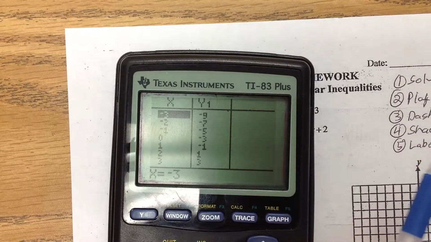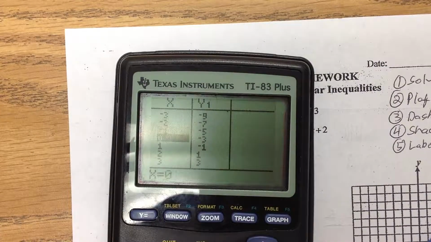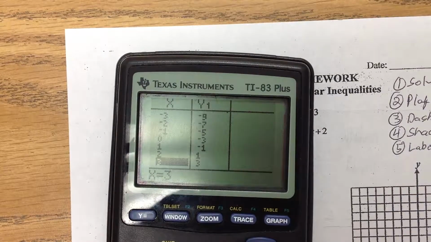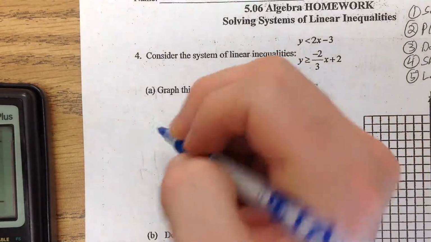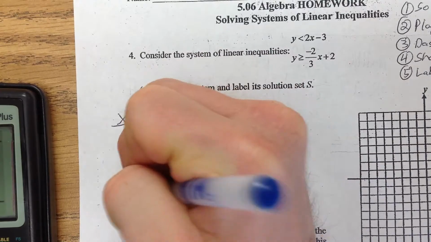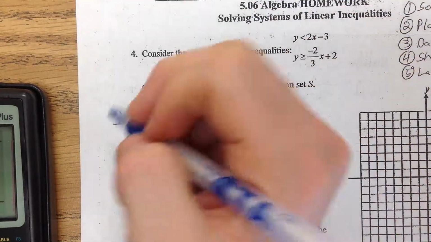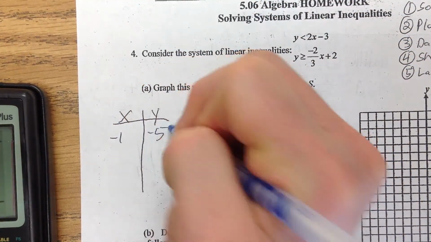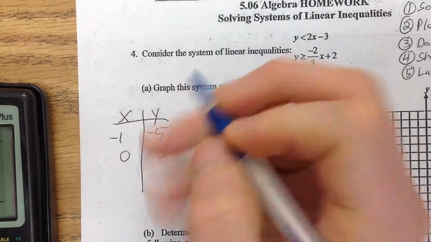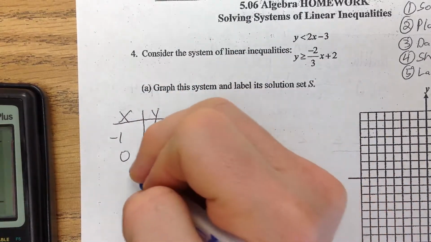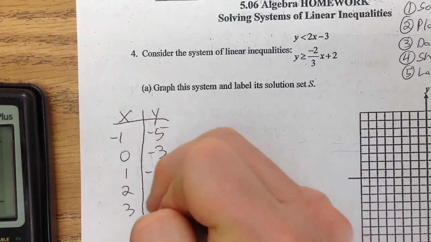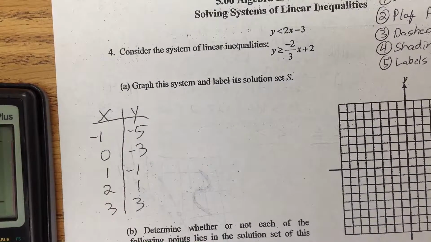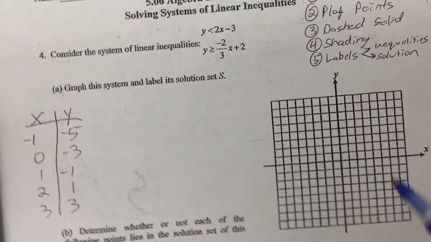So we've got -2, -7, -1, -5, 0, -3, 1, -1, 2, 1, 3, 3, so on and so forth. All right, so we got a whole bunch of points we can use because none of those have decimals. So if I do x, y, why don't I go with -1, -5, 0, -3, 1, -1, 2, 1, and we'll do 3, 3. So I'm going to do 5 points. Again, 4 is the minimum, but I did 5 here.